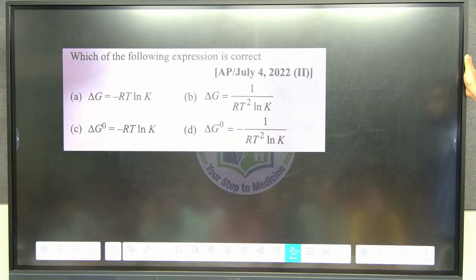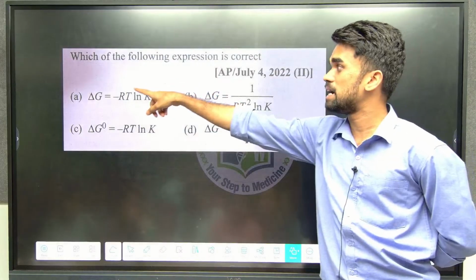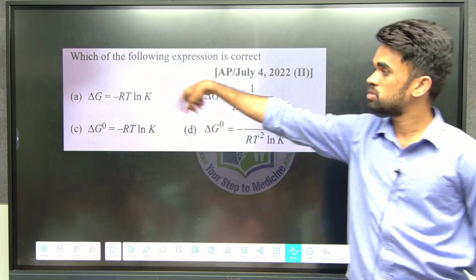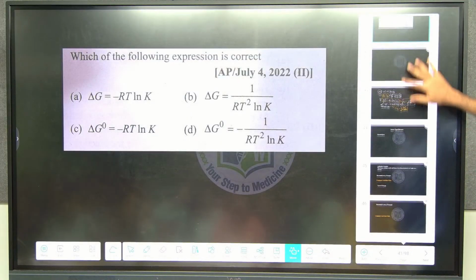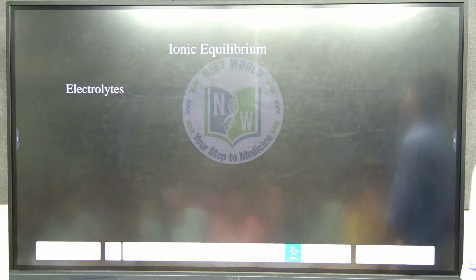So the first one is not correct because at equilibrium K means you should say equilibrium constant. Delta G must be 0. So one is not correct, only C. Next. Yeah. So now we will move to ionic equilibrium.